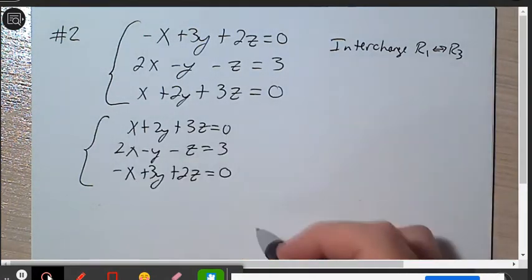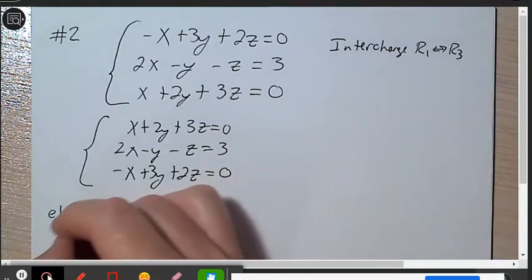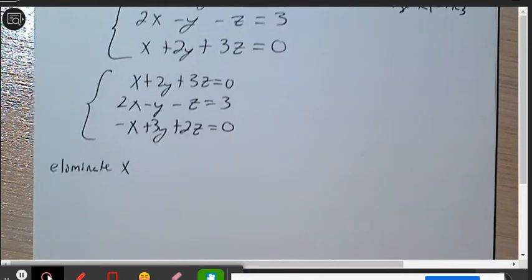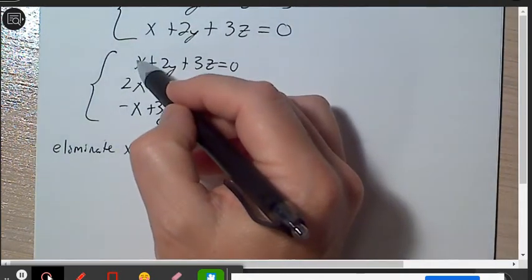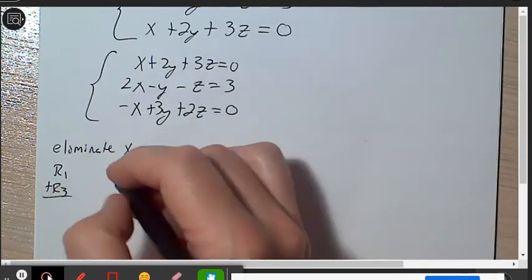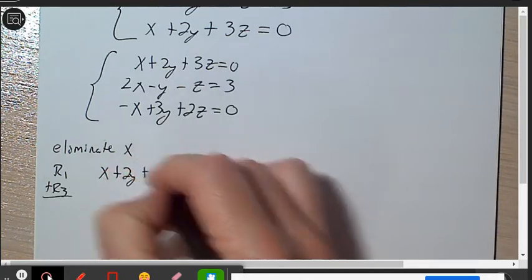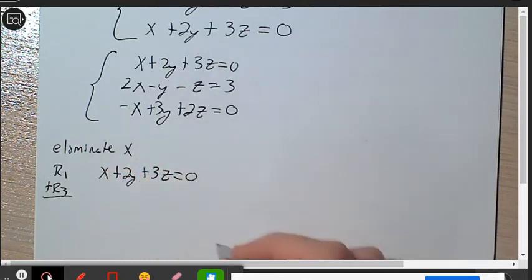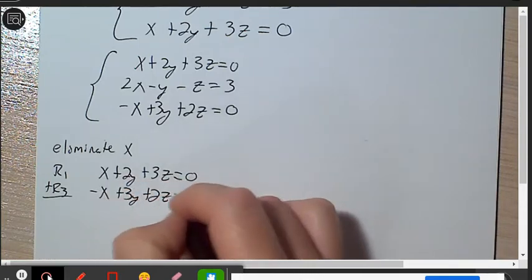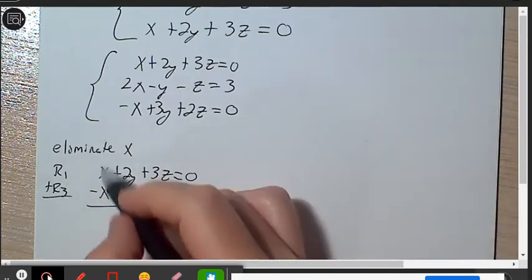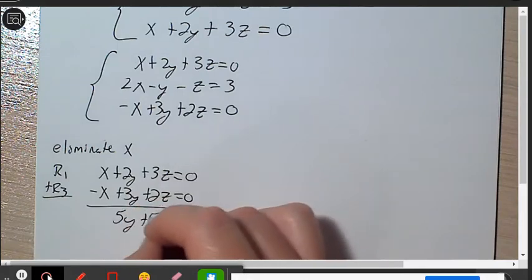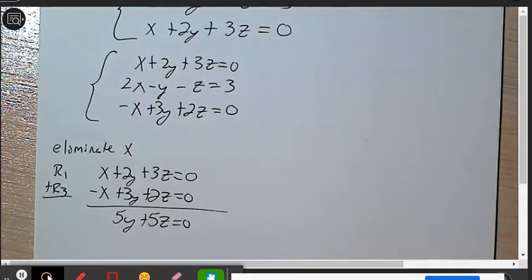So to me, the very first way to do this one is to eliminate x. The one that's kind of jumping out at me is that I'm going to go ahead and do row 1 and row 3, because those are already positive and negative, so we're just going to add those two together. Negative x plus 3y plus 2z equals 0. Easy there, the x's are out and gone, so now you have 5y plus 5z equal to 0.